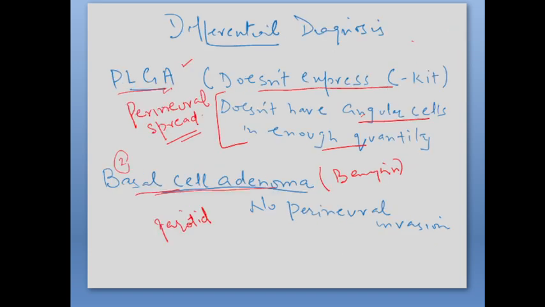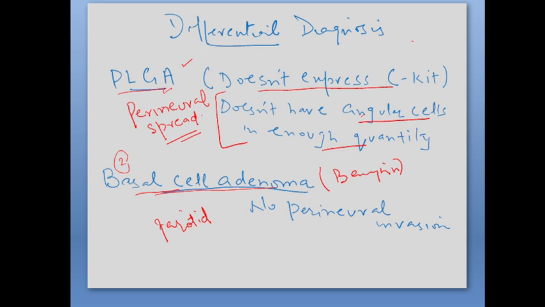Adenoid cystic carcinomas closely resemble polymorphous low-grade adenocarcinoma. Polymorphous low-grade adenocarcinoma doesn't express c-KIT. c-KIT is an immunohistochemistry marker. PLGA doesn't have angular cells in enough quantity, and although it shows perineural spread, we can differentiate it microscopically from adenoid cystic carcinoma.